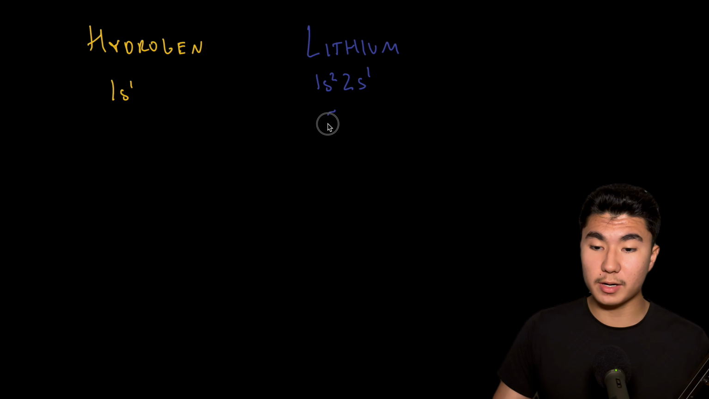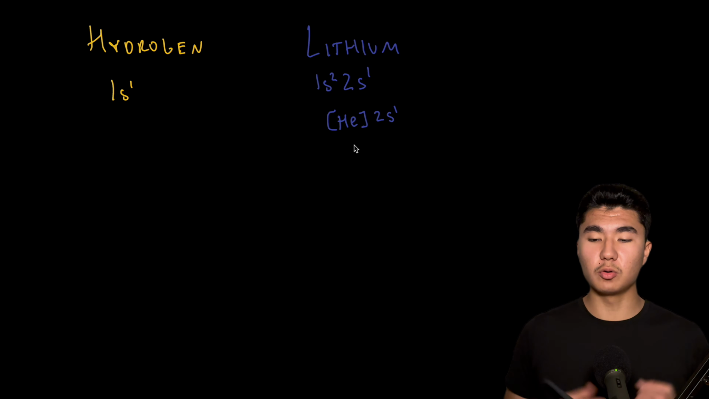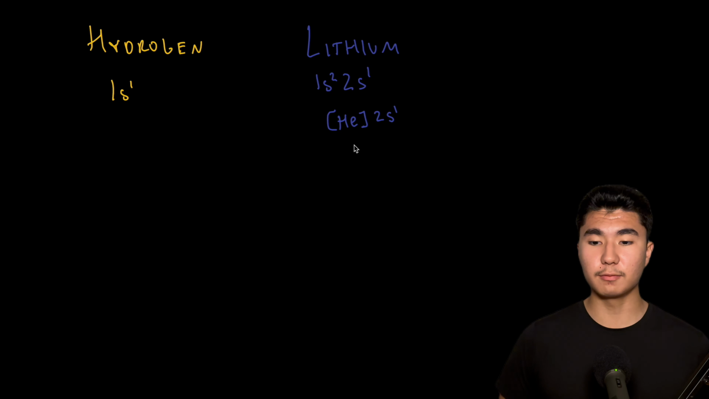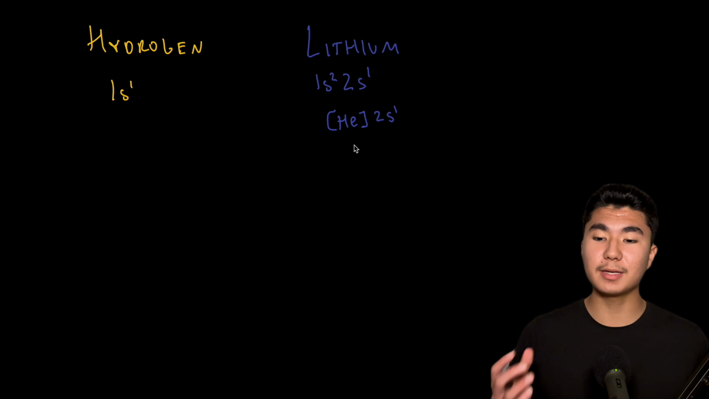Or we could also write this as helium 2s1. So one of the things you could do when you're trying to write some of these electron configurations is write it to the nearest noble gas. Because if we're trying to write an electron configuration of something like plutonium or any of those elements down there, or maybe iron, for example, it makes it much easier than writing the entire electron configuration.